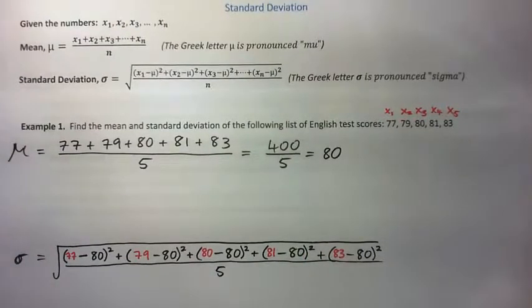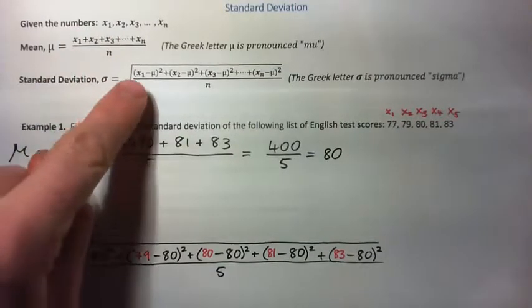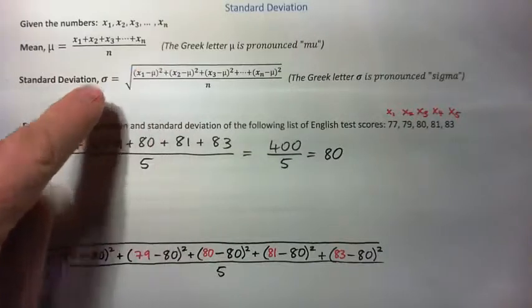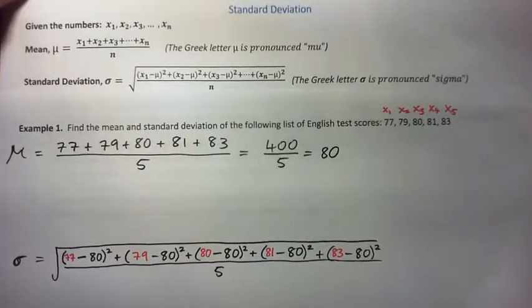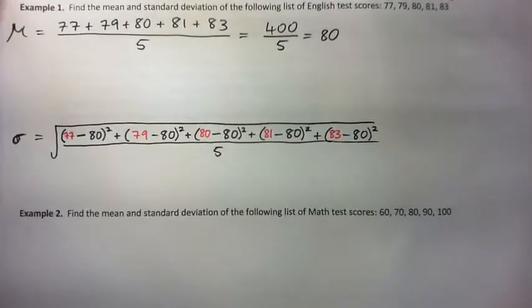So that's how you set up the formula. I hope it looks a little less complicated than here. See, that looks really fancy, doesn't it? But hopefully you can see it's not that big of a deal. Now, here's a tip on calculating this.